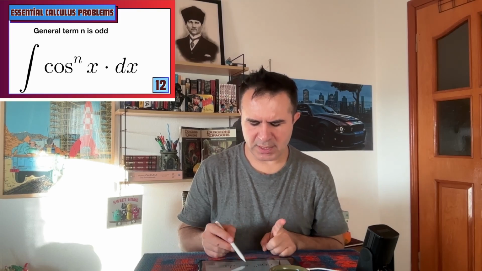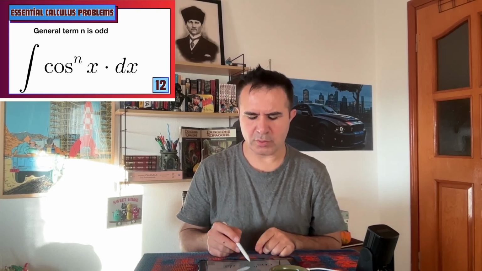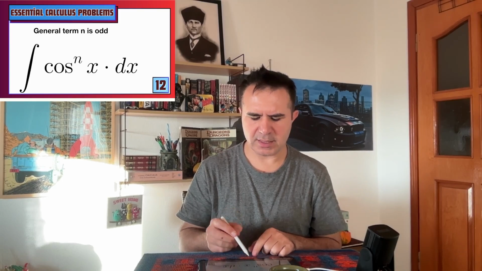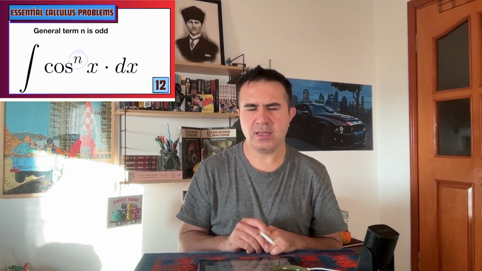Integral of cosine to the power of n x dx. And here n is an odd number. This odd number can be 3, 7, 5, 11, etc. Let me take this number as, for example, 7. Cosine to the 7th power of x dx.